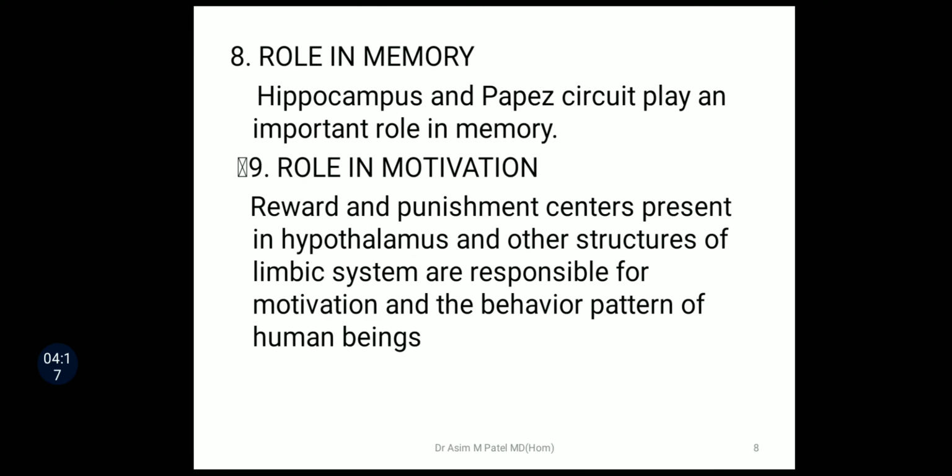Then the next function is role in memory. The hippocampus and Papez circuit play an important role in memory. So the limbic system helps in the storage of memory. Then the ninth function is role in motivation. There are two centers situated in the hypothalamus, called the reward and punishment centers, present in the hypothalamus and other structures of the limbic system. They are responsible for motivation and the behavior pattern of human beings.